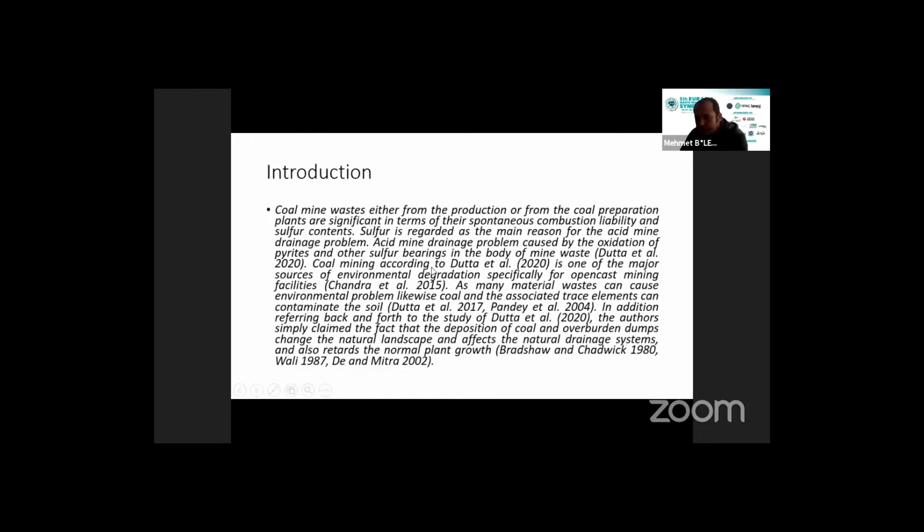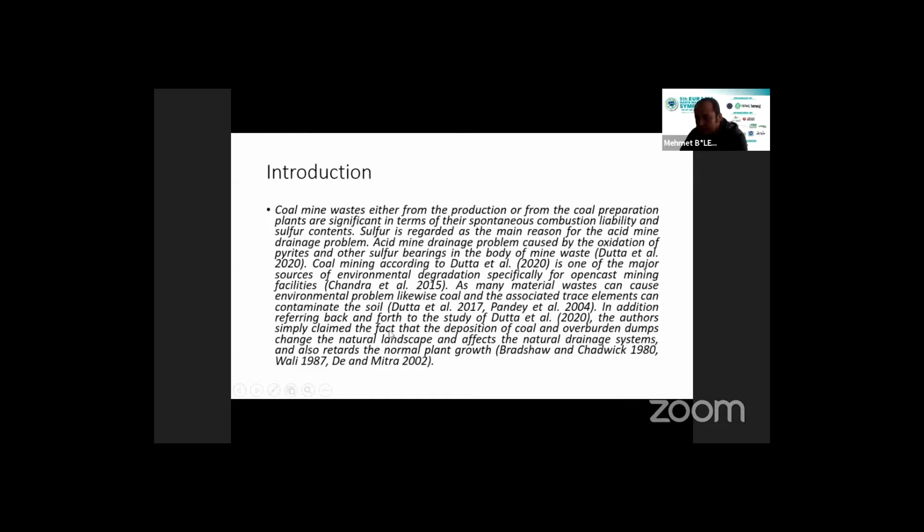Dutta and colleagues have a study about coal mining, and they refer to coal mining as a source of environmental degradation, specifically for open-cast mining facilities. As many waste materials can cause an environmental problem, likewise coal and the associated trace elements can contaminate the soil. That is also from the Dutta study.